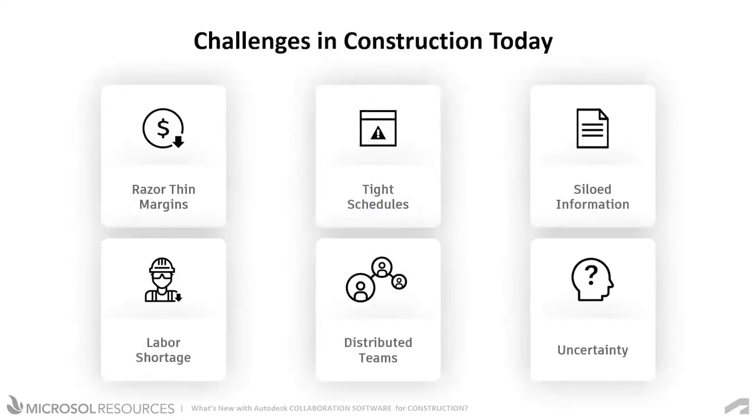As we talk to customers, we hear repeatedly about these challenges that they face day in and day out. The construction industry is known for its traditionally low margins. Projects are becoming increasingly more complex, yet schedules keep shrinking. Data and information are extremely siloed, making much of it unusable. We have labor shortages. We have teams that are becoming more and more distributed, with stakeholders split between various offices and the field. And many of these challenges bring uncertainty and risk into the industry.